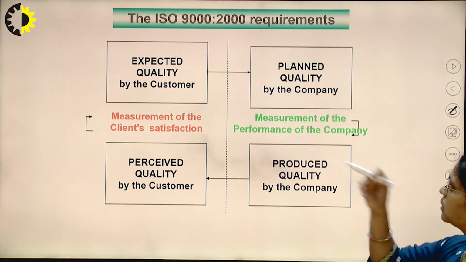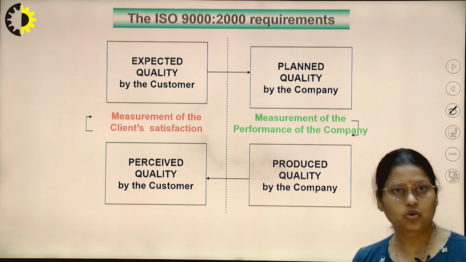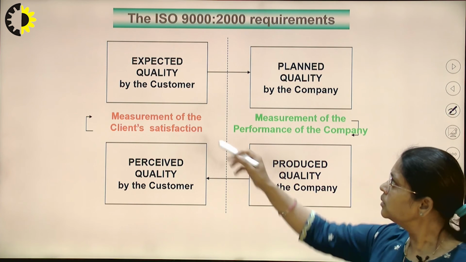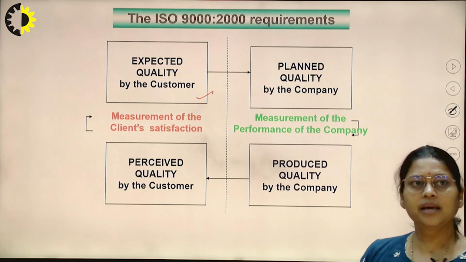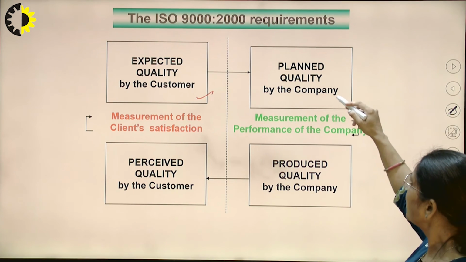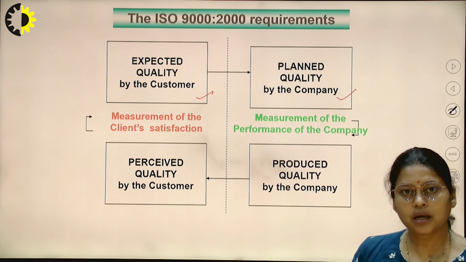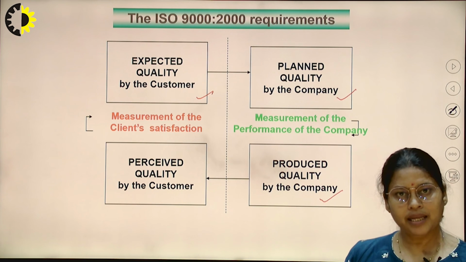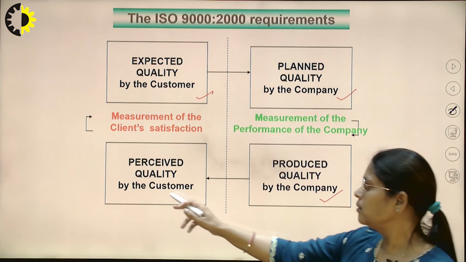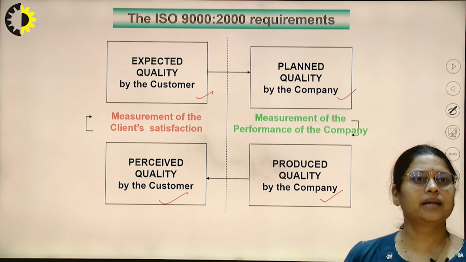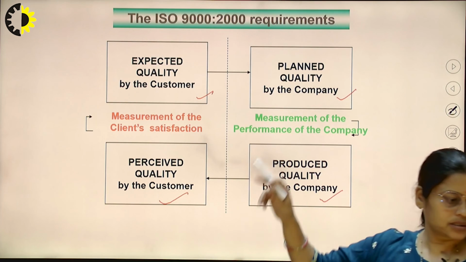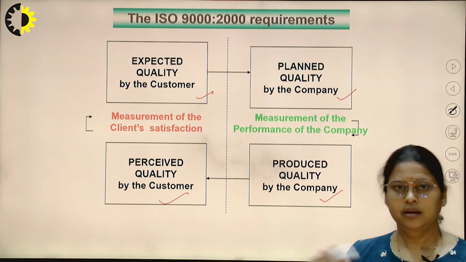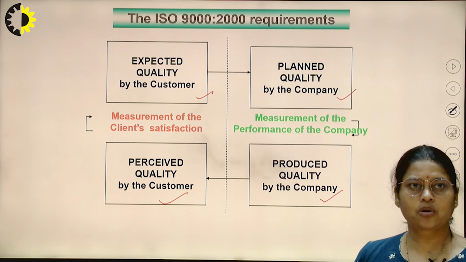Now this is the complete ISO 9000:2000 requirement, because ultimately we have to satisfy the customer. First of all, we check the expected quality by the customer, then we plan the quality as per the customer requirement, then the company produces the quality product for the customer, and the customer perceives the quality. And it is an iterated process. So until we satisfy the customer's need, we continuously follow this same process.